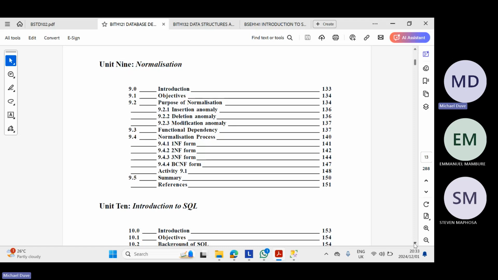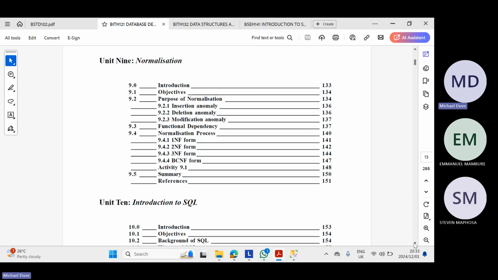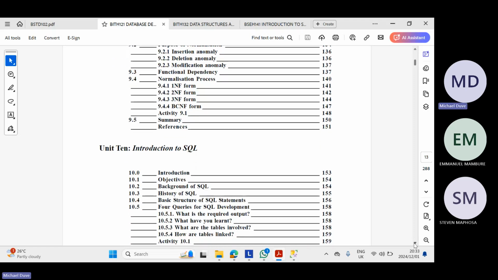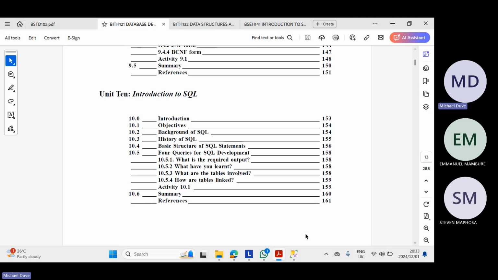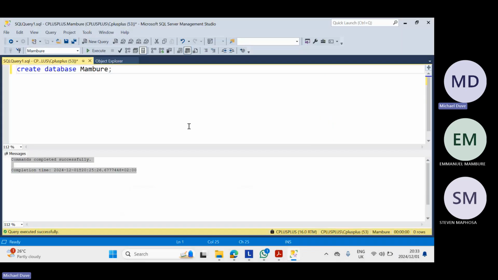Then there are four normal forms. First normal form, where you remove repeating groups of data. Second normal form, where you remove partial dependence. Third normal form, where you remove transitive dependence, right? Then finally, there's Boyce-Codd normal form. Then the introduction to SQL. What I just did there was just an introduction to SQL, this SQL statement.